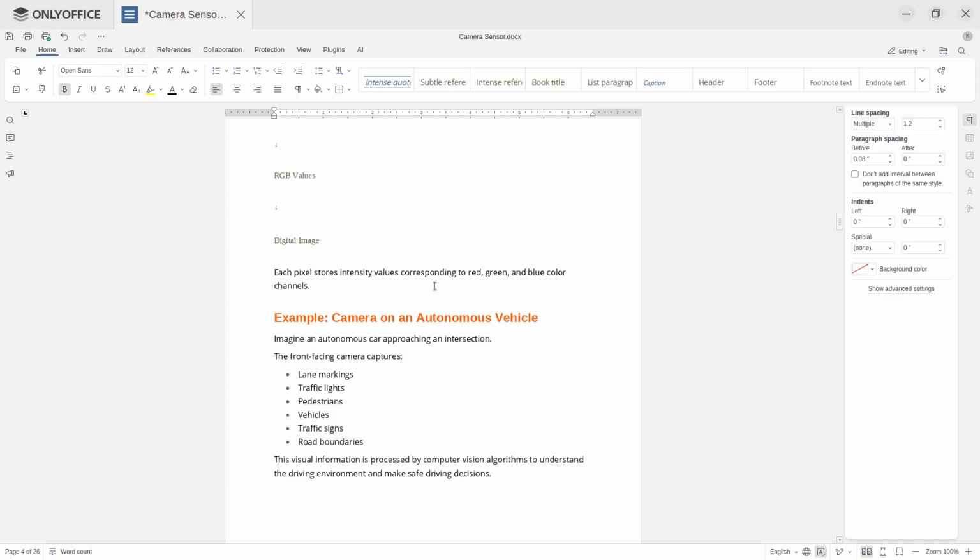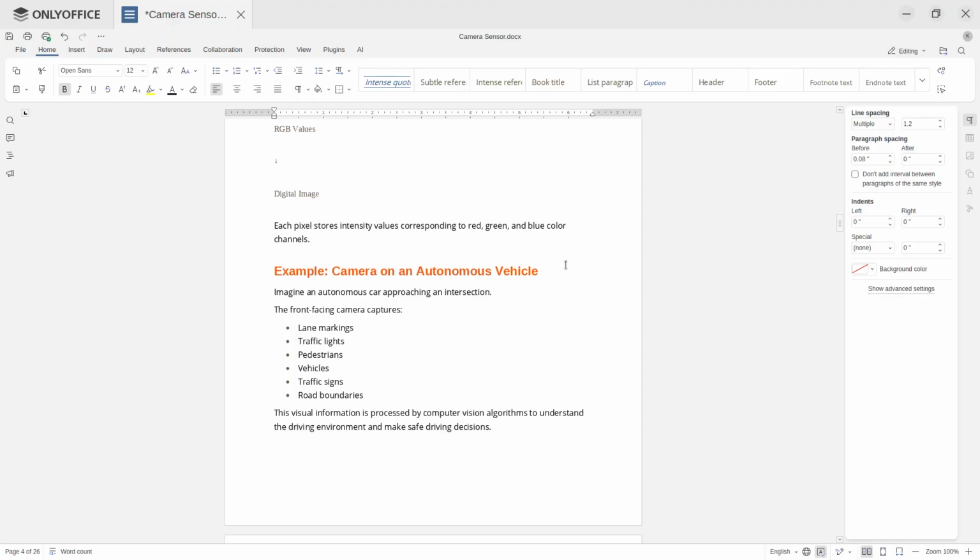Right. Next, camera on an autonomous vehicle. First of all, on an autonomous vehicle you have many sensors, right? As we discussed yesterday also, we have IMU, LiDAR, radar, camera, like that. So today we are discussing cameras. So what is the camera actually used for?